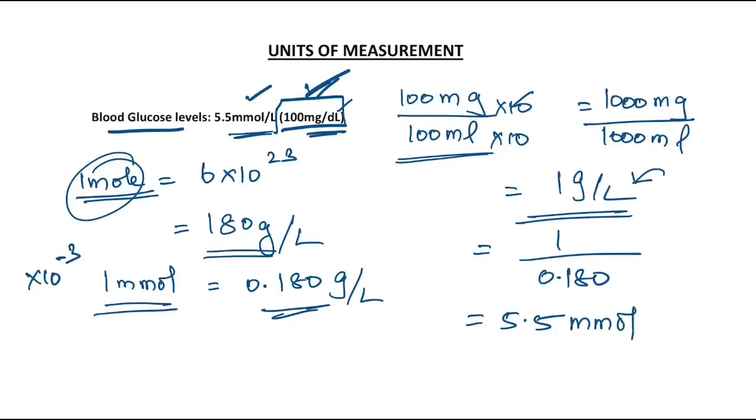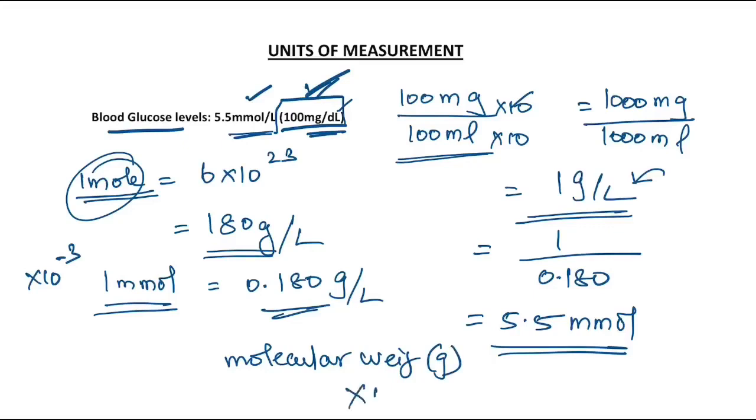So for any substance, we have to write its molecular weight in grams. Dissolved in 1 liter of a solution, that is the 1 molar concentration of the solution, and when we multiply it by 10 power minus 3, we get the 1 millimole concentration of the particular substance.